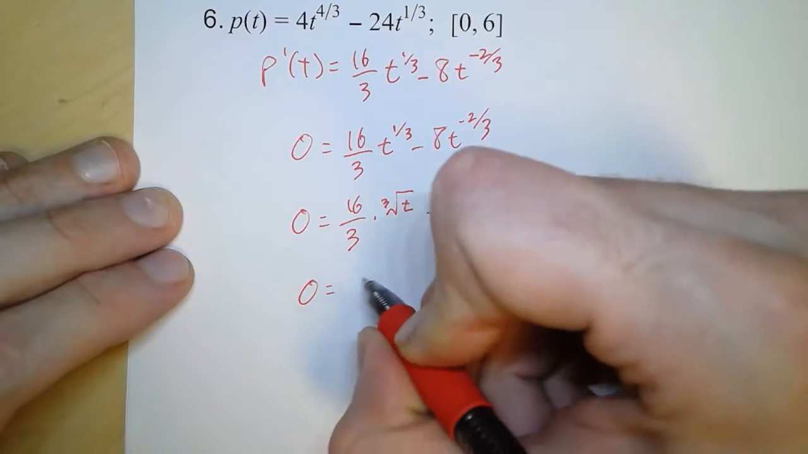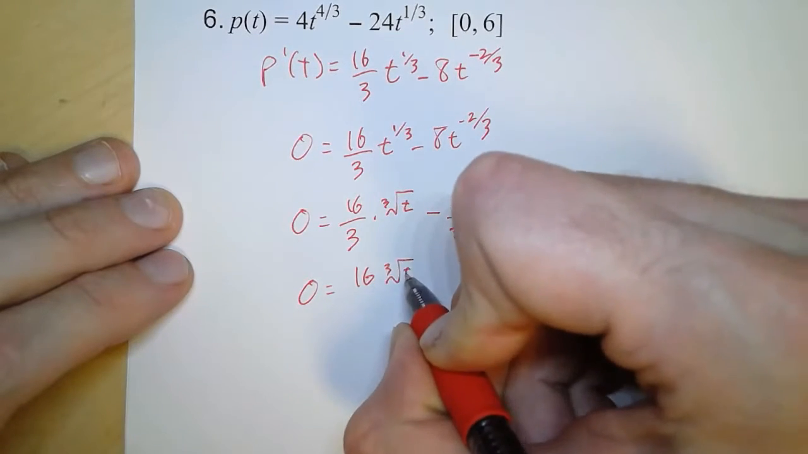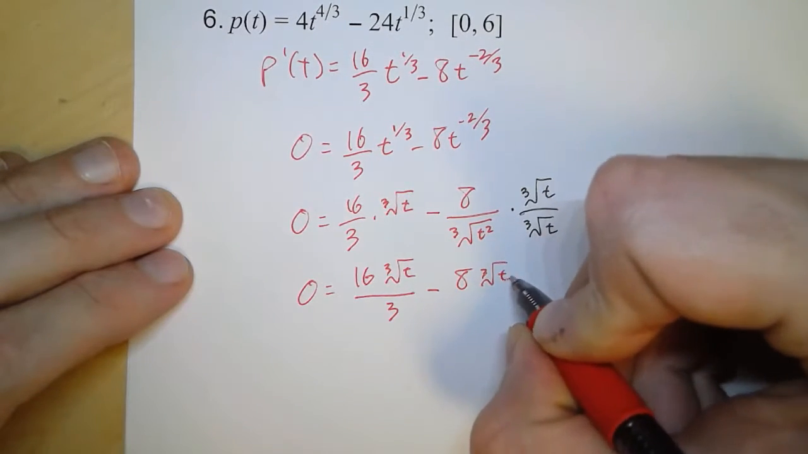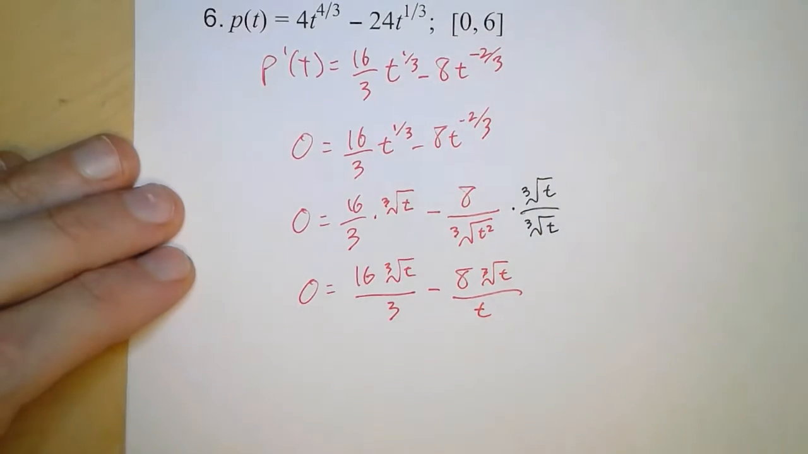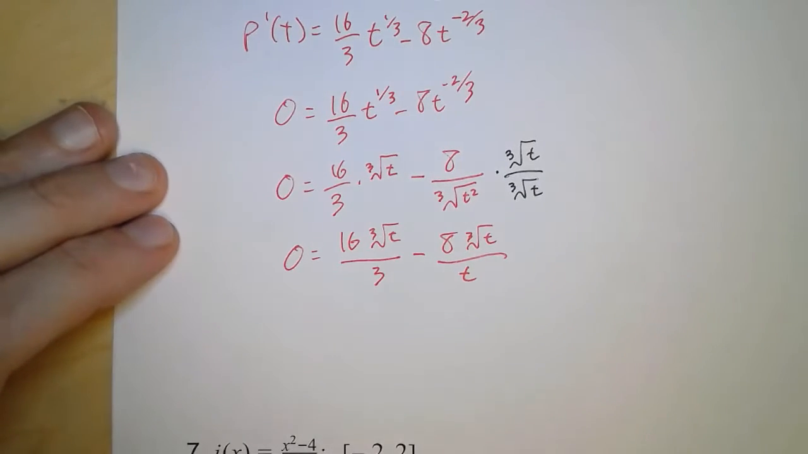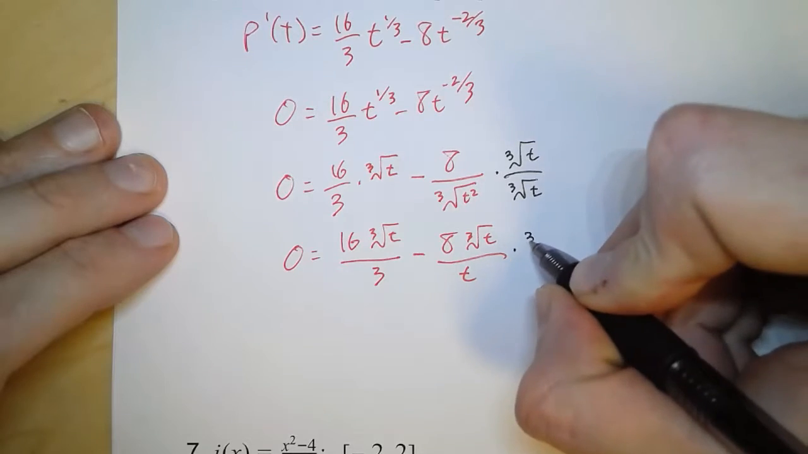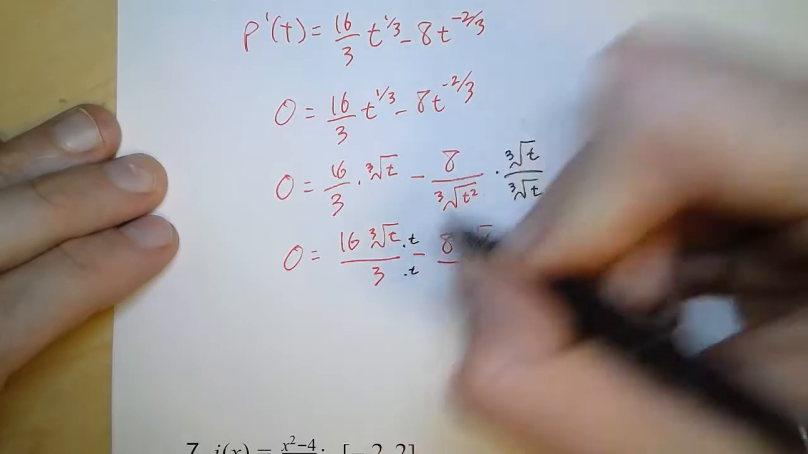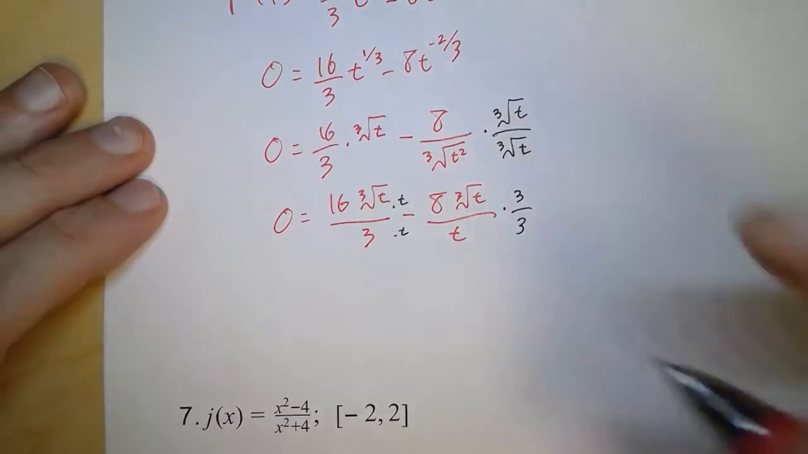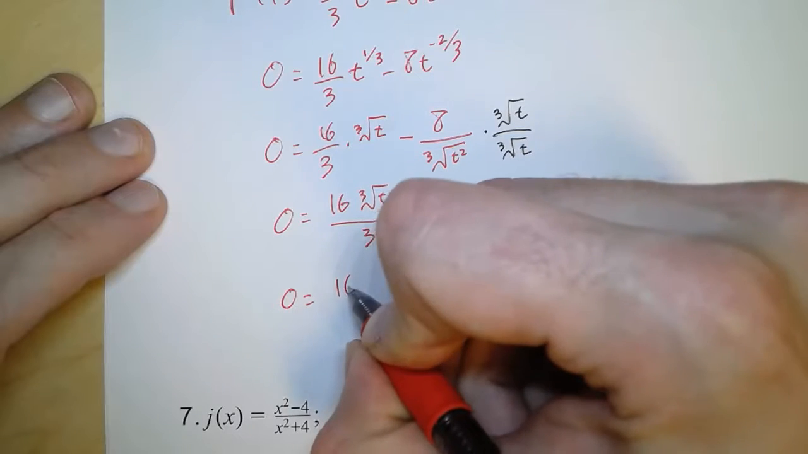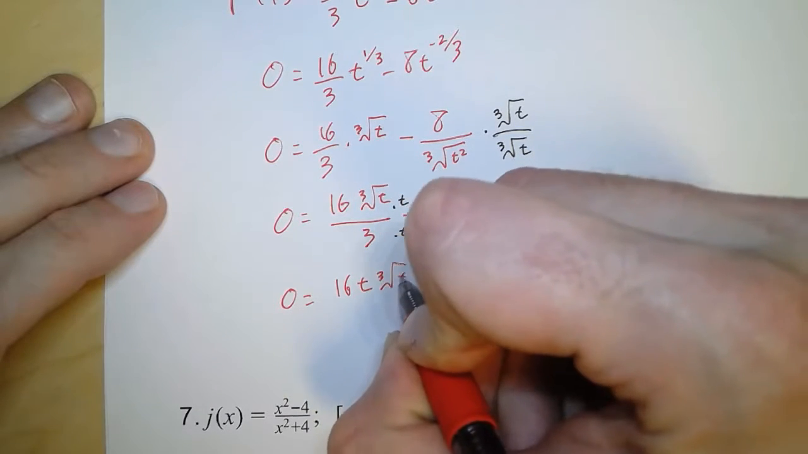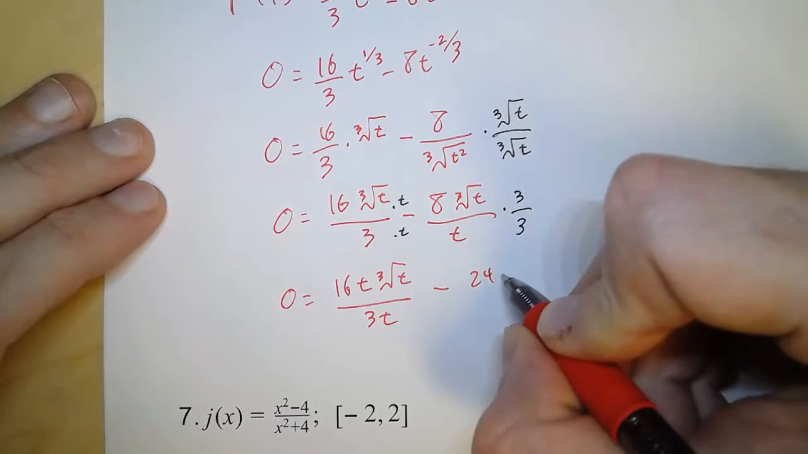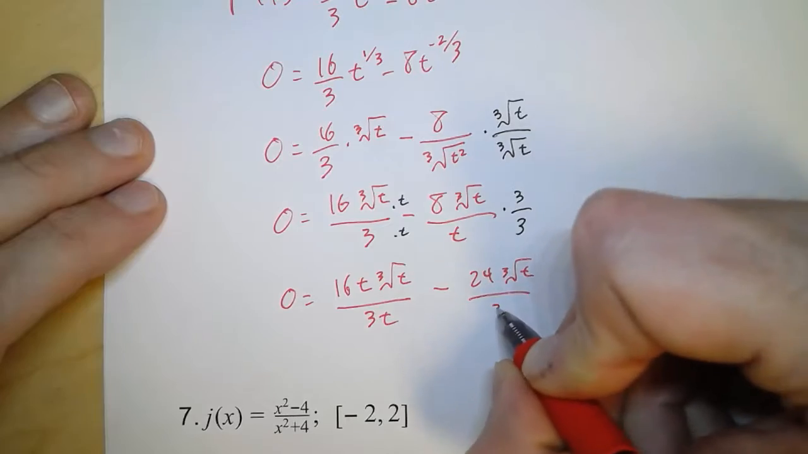So 0 equals 16 cube root of t over 3 minus 8 cube root of t over t. And now we're subtracting fractions, so we will need a common denominator. So I'll multiply this fraction top and bottom by 3, and this fraction top and bottom by t. So what we get is 16t times the cube root of t all over 3t minus 24 cube root of t all over 3t.